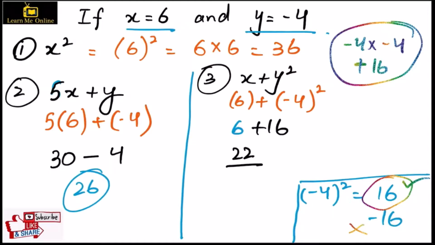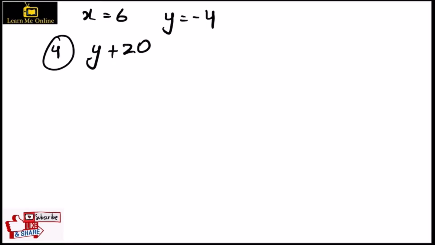Now the next one is using the same numbers, where x is 6 and y is minus 4. I'm writing it down over here. Now we have the fourth one, written as y plus 20 over x. We see that this is written in fraction form, so we have something in the numerator and something in the denominator. So this y is minus 4.